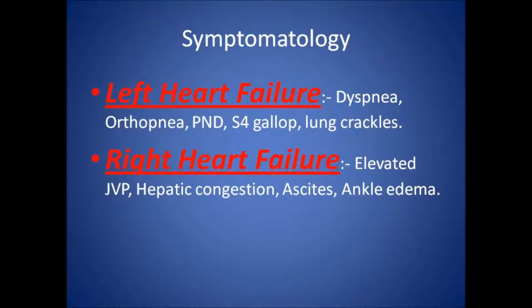To understand how S4 gallop develops, we must understand the filling of the ventricles. Actually, the filling of the ventricles is mostly passive. That is, during diastole, blood flows directly from the atria to the ventricles with very little contribution from atrial contraction. This is in a normal person. When the heart fails, the ventricular filling becomes more dependent on atrial contraction.